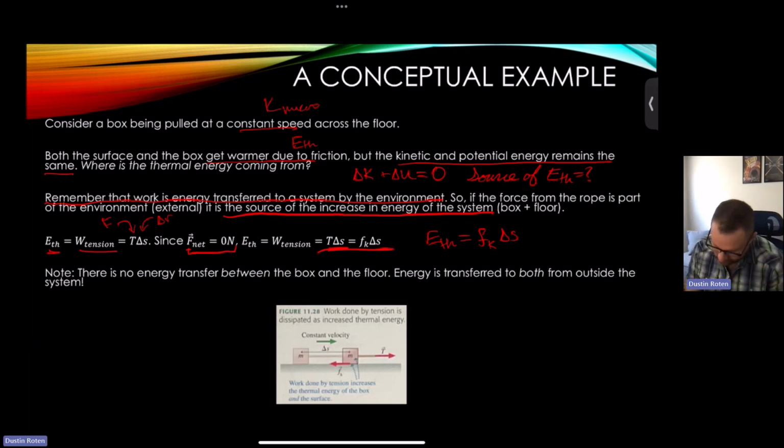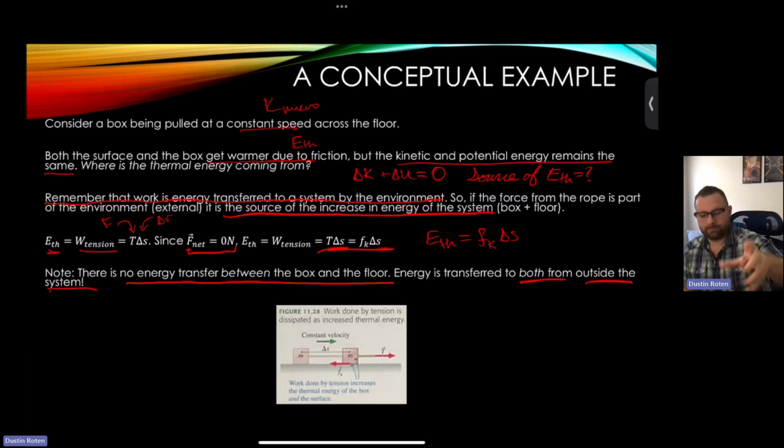Okay, so there is no energy transfer between the box and the floor. Energy is transferred to both from outside the system, right? We're getting this energy from the rope and the rope being pulled, and then that box in turn sliding and generating that friction.